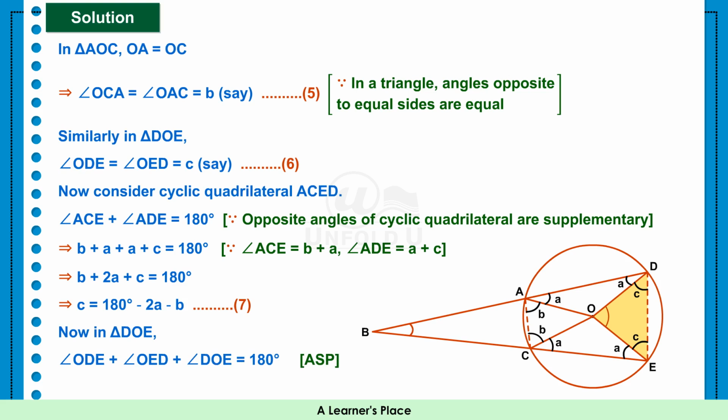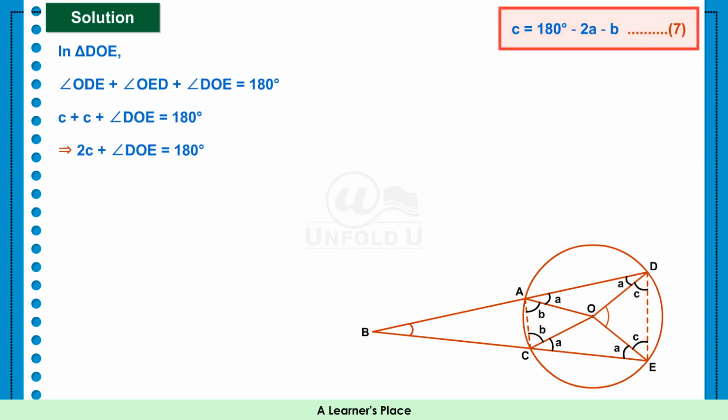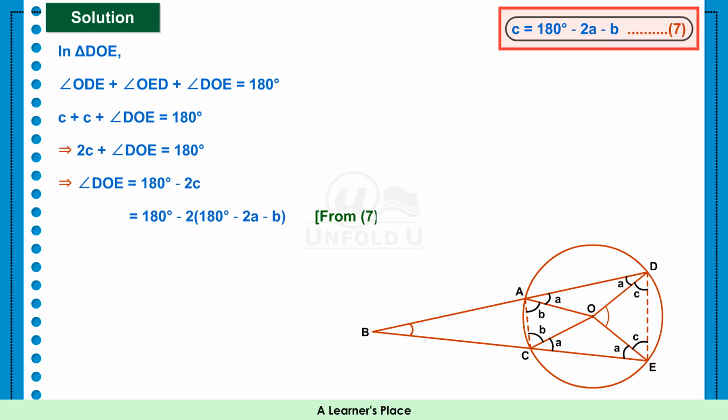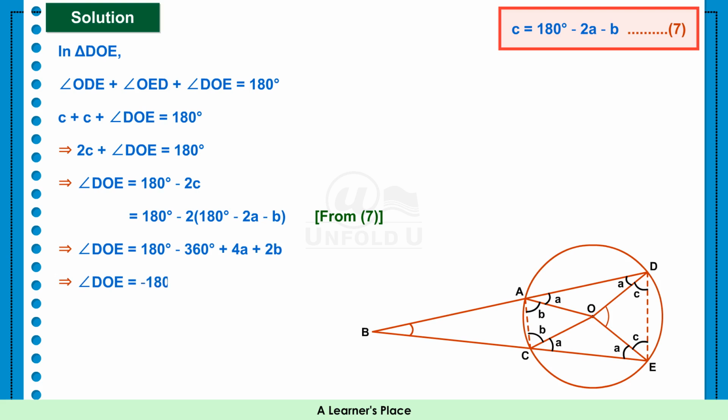By substituting the value of angle ODE and angle OED, we get, which further implies that angle DOE is equal to 180 degree minus 2C, which is equal to 180 degree minus 2 into 180 degree minus 2A minus B, which implies angle DOE is equal to 180 degree minus 360 degree plus 4A plus 2B, which implies angle DOE is equal to minus 180 degree plus 4A plus 2B.